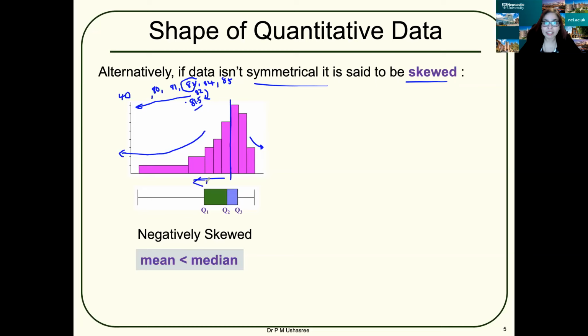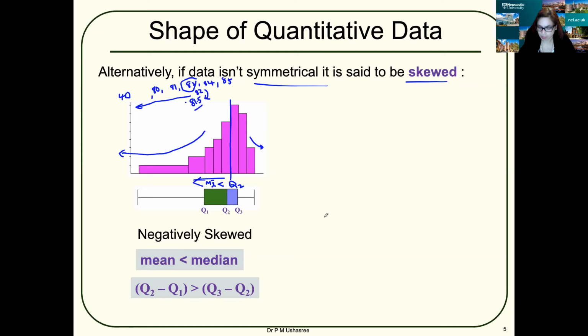So if the mean is here, I will take it as x bar, okay? If the mean is here and the median is here, Q2, which of these is smaller? The mean should be smaller than the median. So that's why for a negatively skewed data, the mean is smaller than the median. Because Q2 is bigger than Q1, Q2 minus Q1 should be greater than Q3 minus Q2.